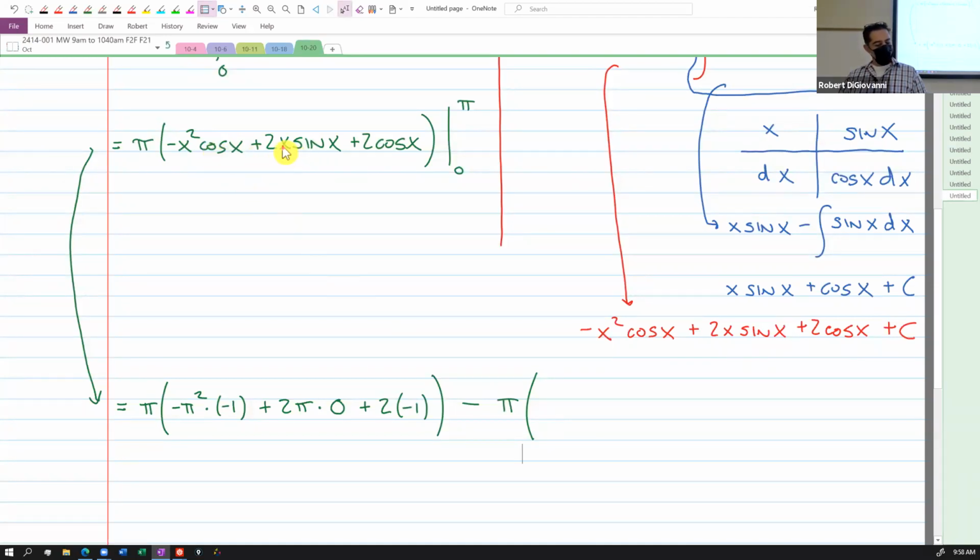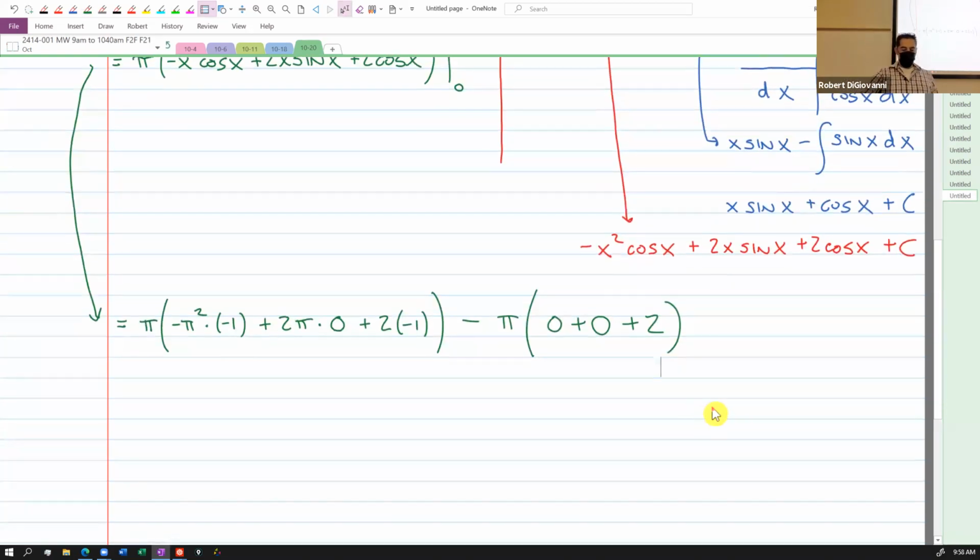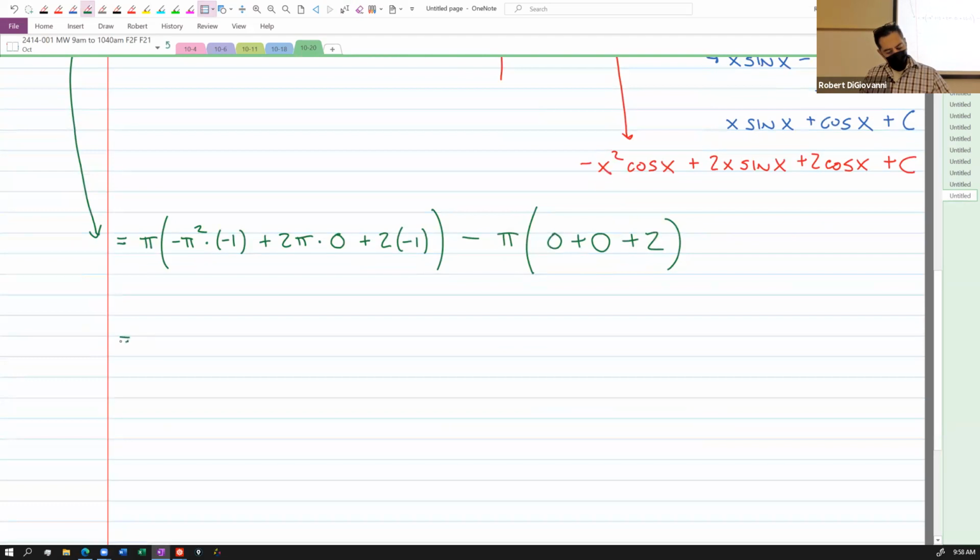Kills off the first 2, doesn't it? 0 into the first 2, they're both dead. 0 plus 0. And then plus, what's cosine of 0? 1, right? So that gives me 2. All right, here we go. We have pi. Let's figure out what's in this parentheses. Negative pi squared times negative 1 gives me pi squared. This guy's gone. And then we have minus 2. And then over here, we have minus 2 pi. The pi hits the 2, so minus 2 pi.